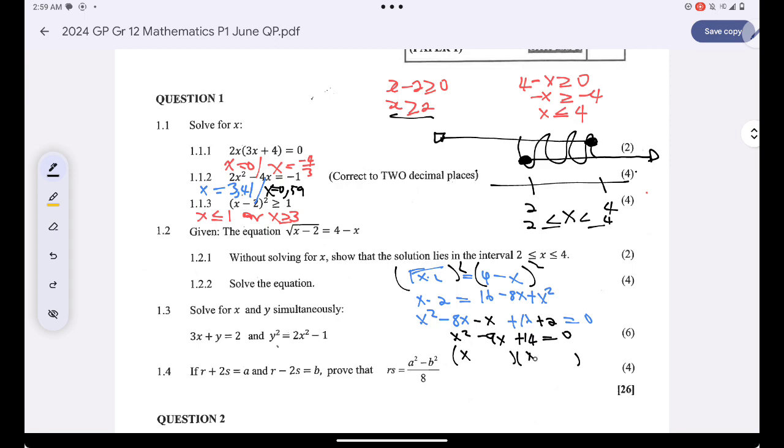The factors of 14 that, when I add, will give me 9 are 7 and 2, right? So x is 7 or x is equal to 2. So 7 is not applicable because we know that our restriction is x should be between 2 and 4. This simply means, let me write here, x is equal to 2 only.